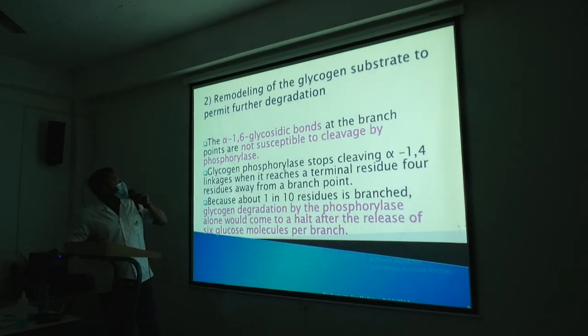Remodeling of the glycogen substrate to permit further degradation is the second step, where the alpha 1,6 glycosidic bonds at the branch points are not susceptible to cleavage by the phosphorylase. Glycogen phosphorylase stops cleaving alpha 1,4 linkage when it reaches a terminal residue 4 residues away from the branch point, which is an alpha 1,6 glycosidic linkage. Because about 1 in 10 residues is branched, glycogen degradation by the phosphorylase alone would come to a halt after the release of 6 glucose molecules per branch.